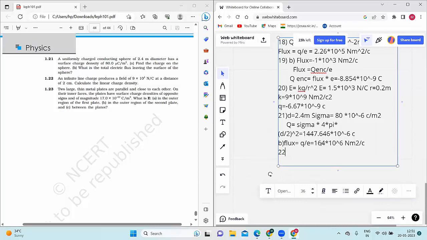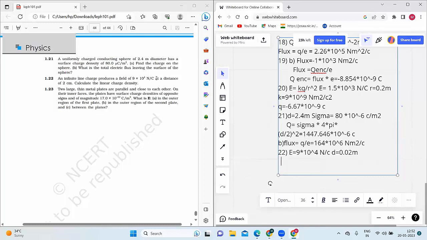Now let's go to the 22nd question. An infinite line charge produces an electric field, given the value of electric field as 9 into 10 power 4 Newton per coulomb, and the distance d is 2 centimeters, so 0.02 meter.